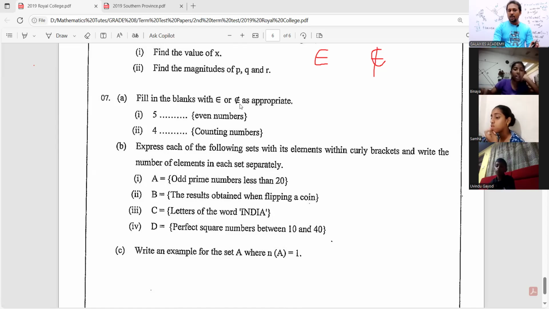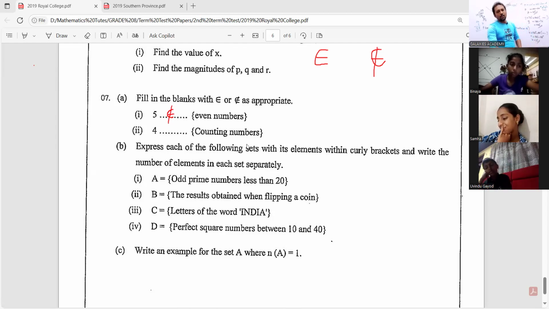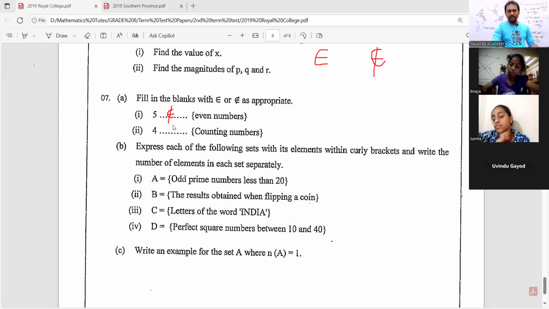Is not an element. Four blank counting numbers. 4 is one counting number, no? So it is correct. It is an element.